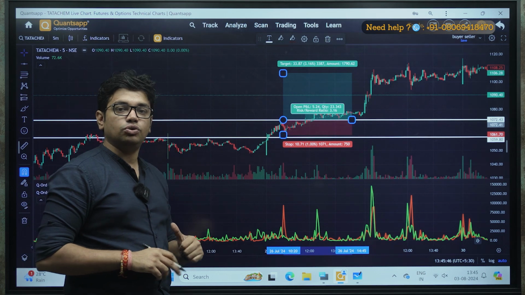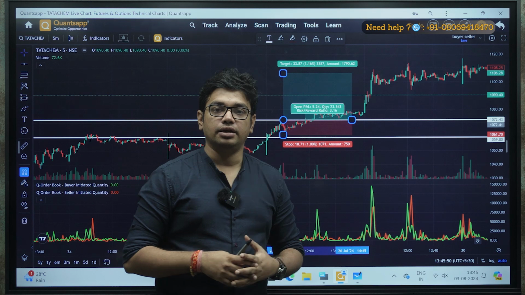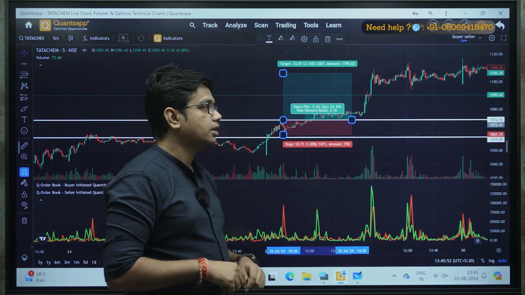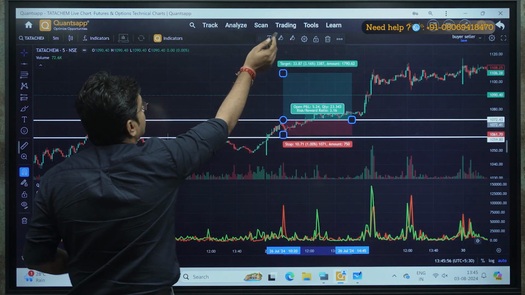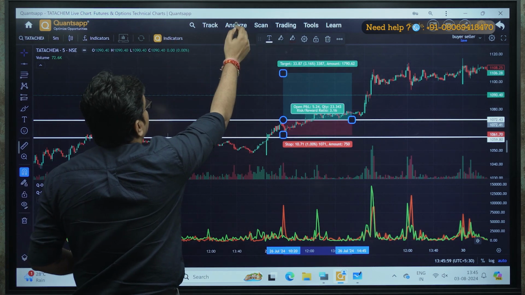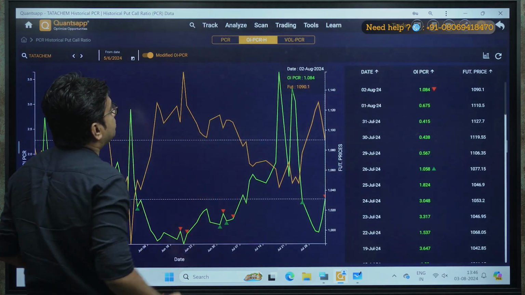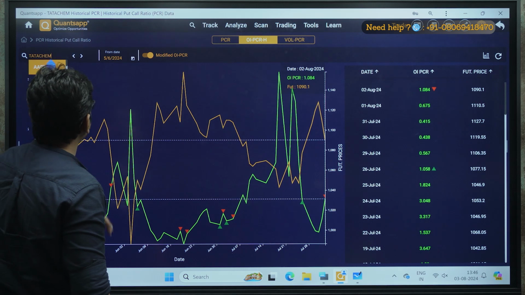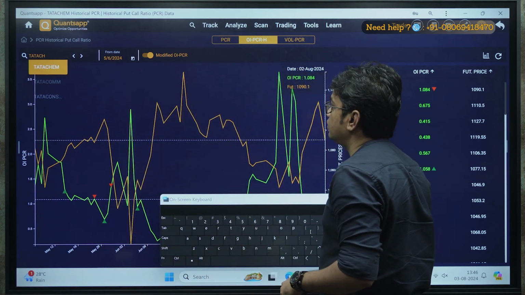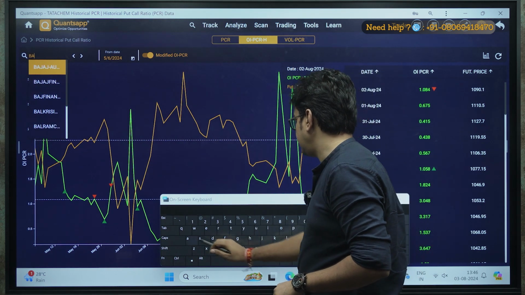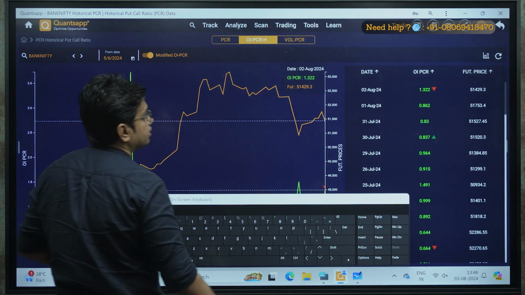Now let me show you about Bank Nifty, because most of the people who are traders are interested in Nifty and Bank Nifty. So let me show you about, I'm sorry, Bank Nifty. I'll go to analyze, then PCR, OI PCR Historical. Here I'll type Bank Nifty, and let me show you how in Bank Nifty the trade has appeared. Now Bank Nifty, all right.